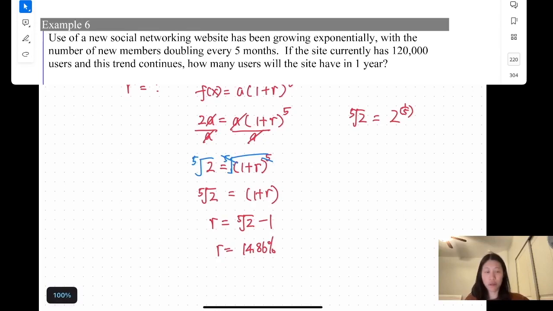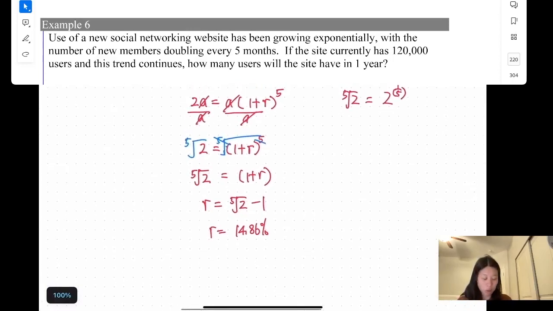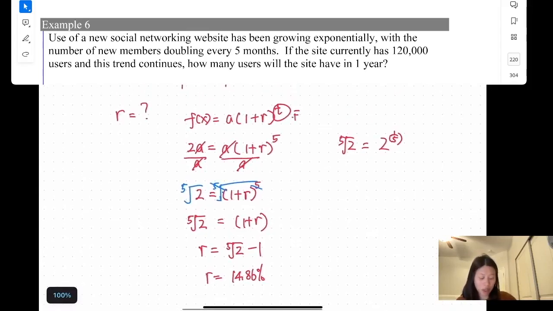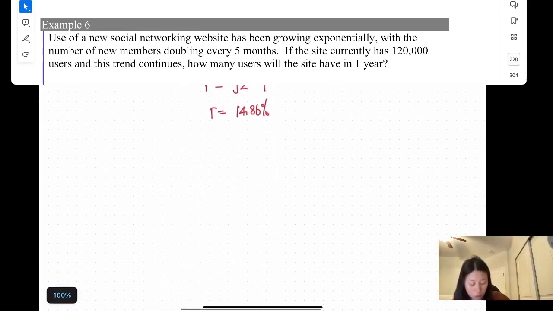Okay, let's continue. After we found the rate, we need to find out how many users there will be after a year. Remember, the unit of time we're using is months. So you need to make it the same, because the rate is the monthly growth rate, not the annual rate. So when we calculate how many users after a year, we need to convert the year into months. Currently you have 120,000 users.